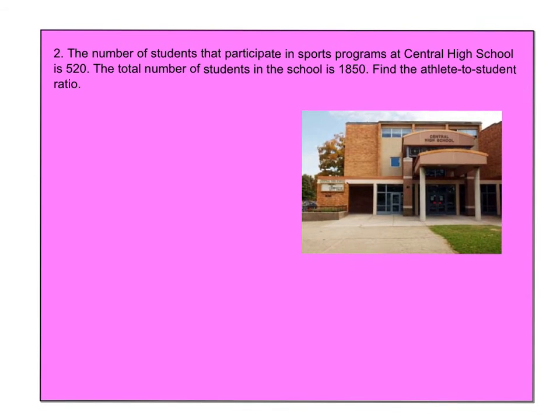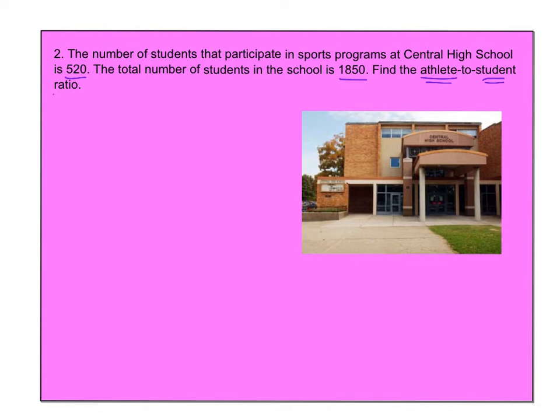So we have Central High School. We have 520 students that participate in activities, sports programs, and the total number is 1850. Find the athlete to student ratio. Okay, I'm going to change colors here for a second. So if it's athlete to student ratio, okay, so there's 520 athletes.